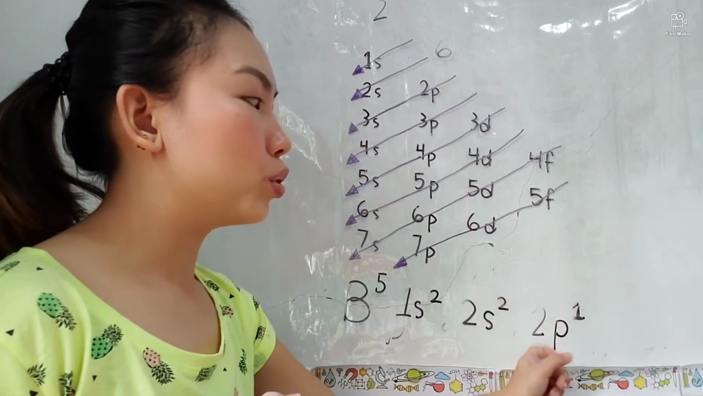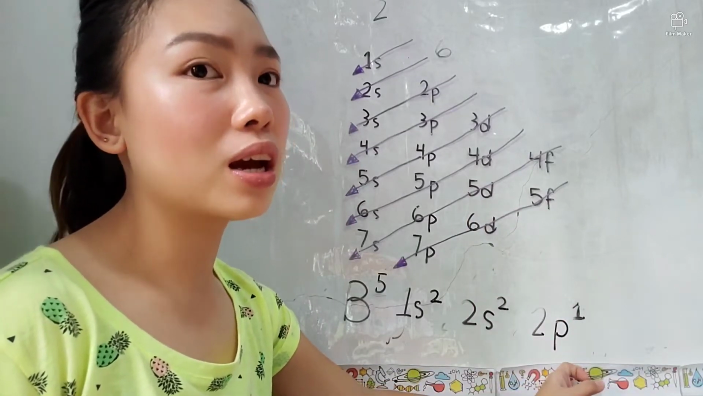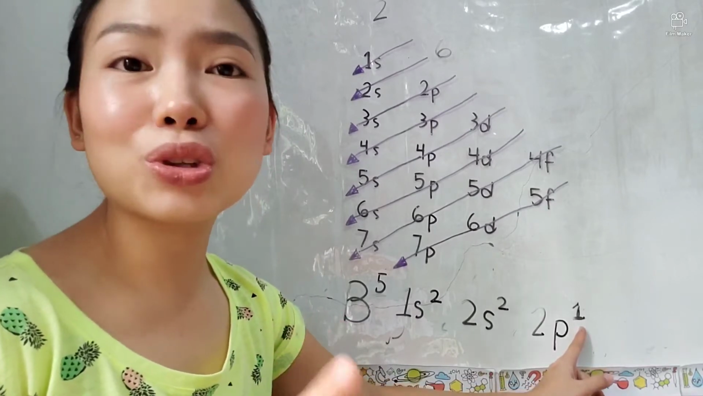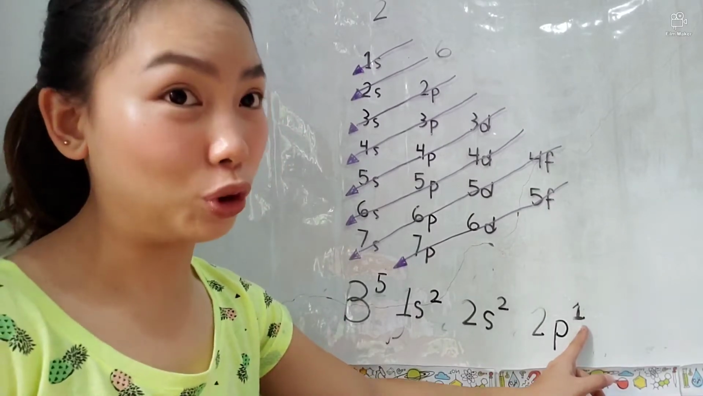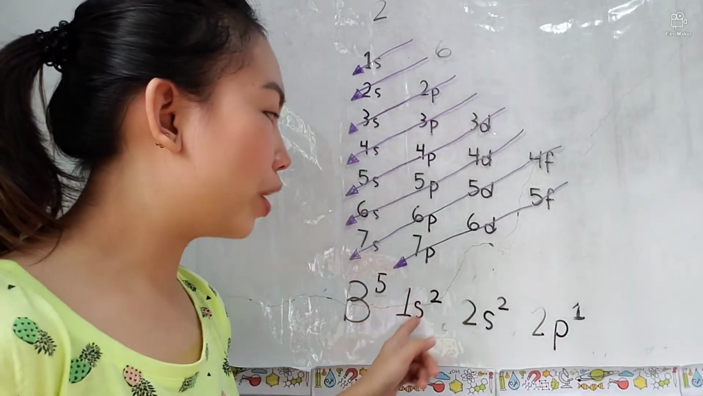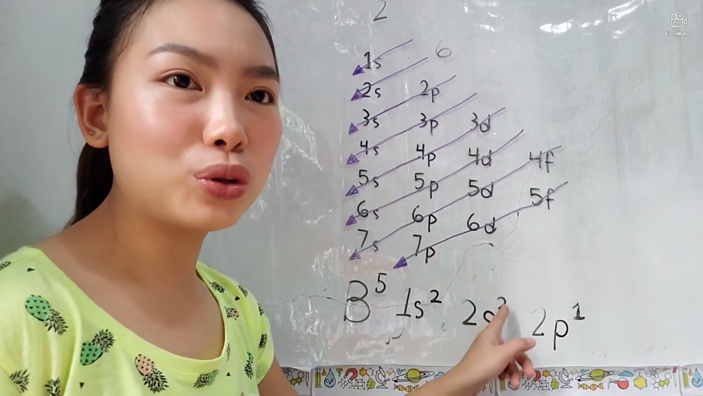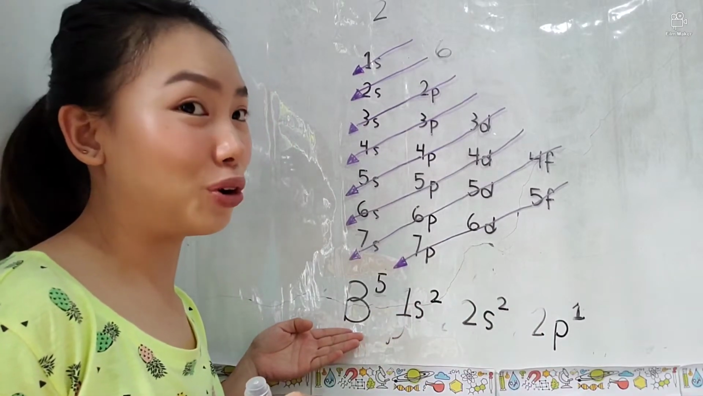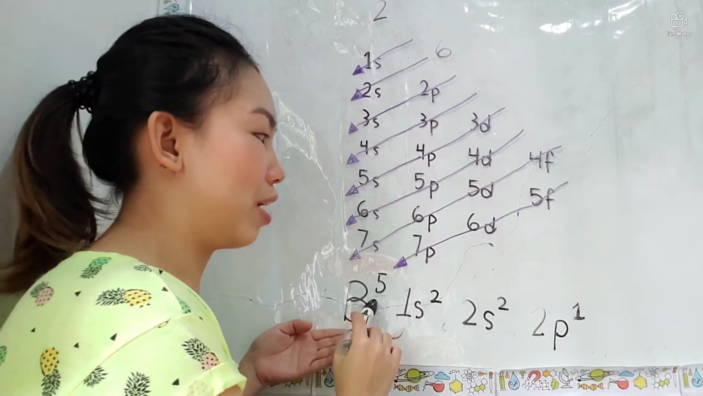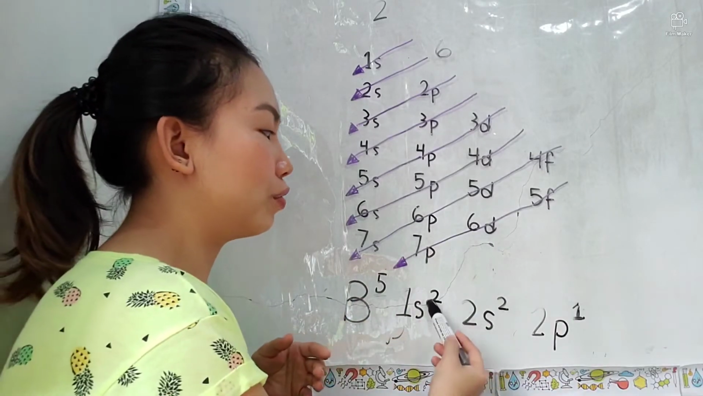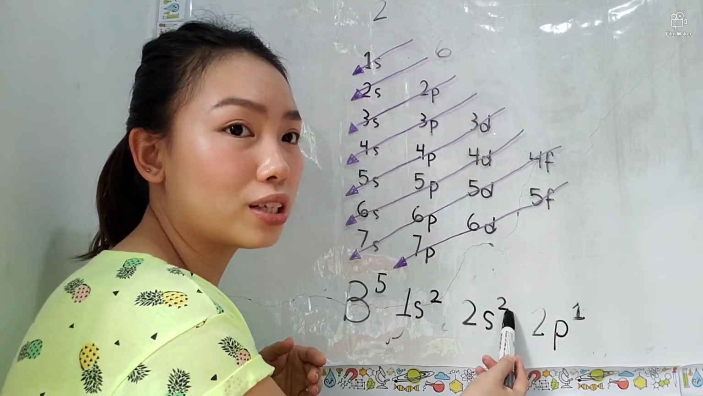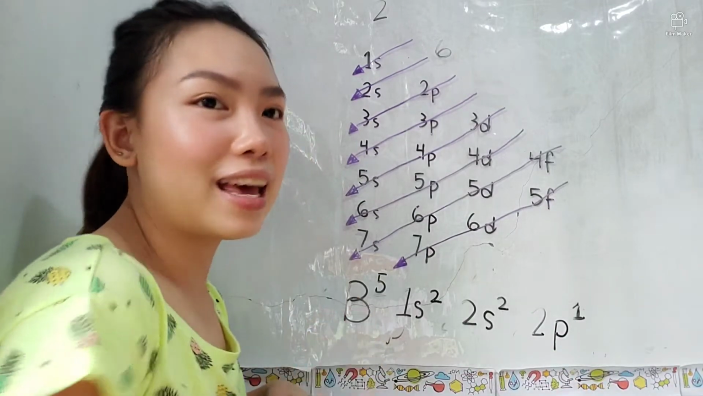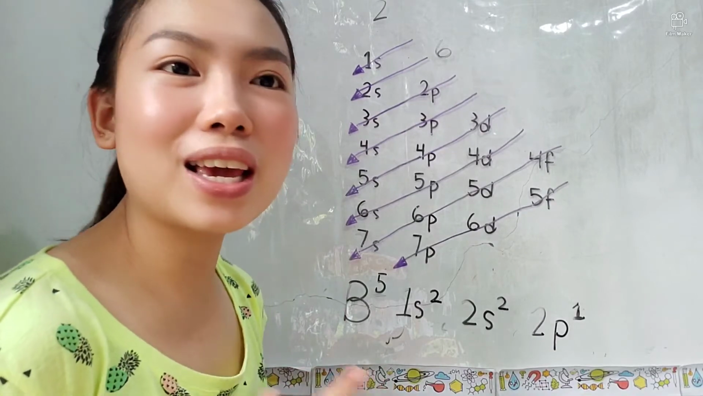That's why, on the 2p, we only write 1. Because we only need 1 to complete the electron configuration of boron. So we have 1s2, 2s2, 2p1 to make up the electron configuration of boron, atomic number 5. Check mo kung tama. We have 2 plus 2 is 4 plus 1 is 5. So you're done with the electron configuration for the boron.